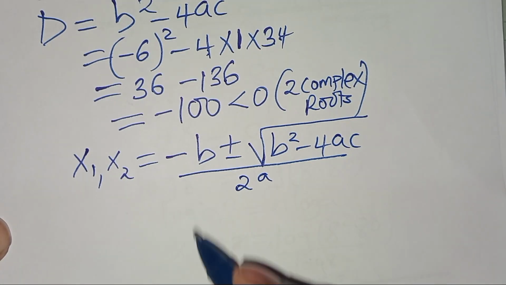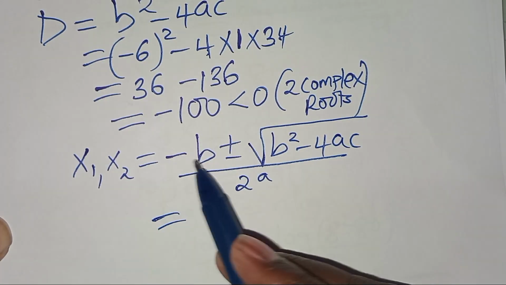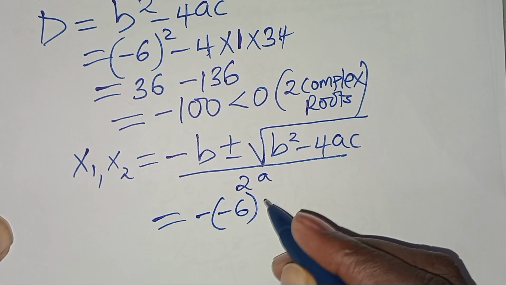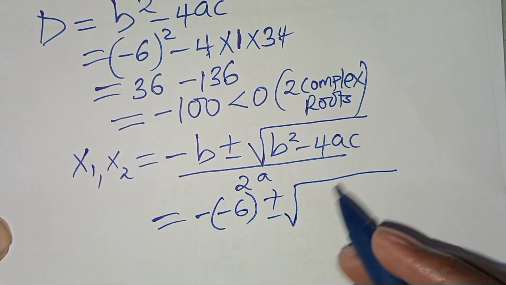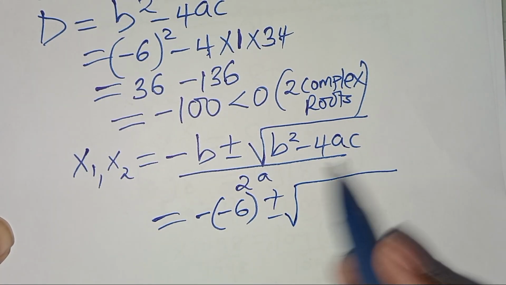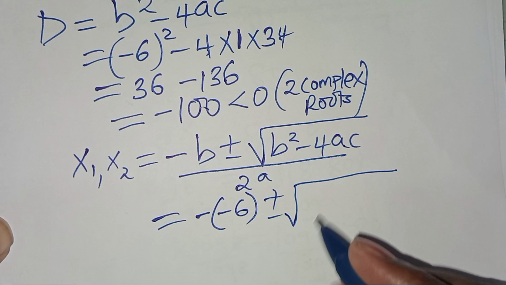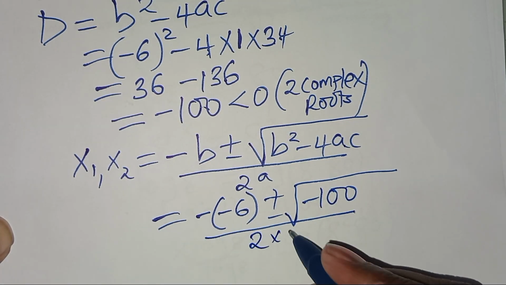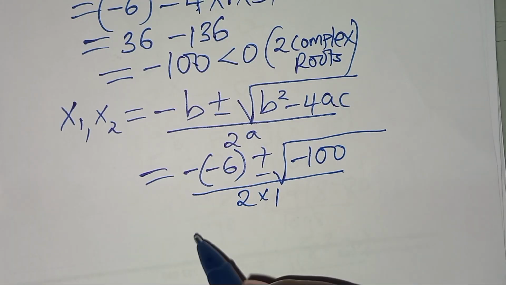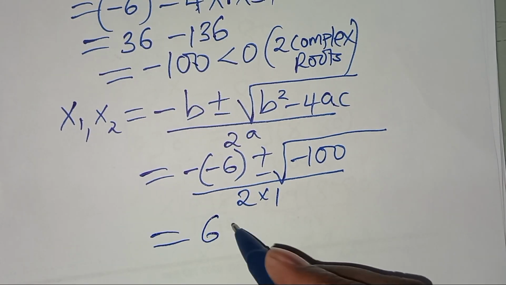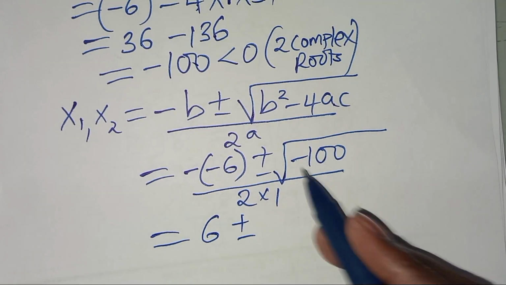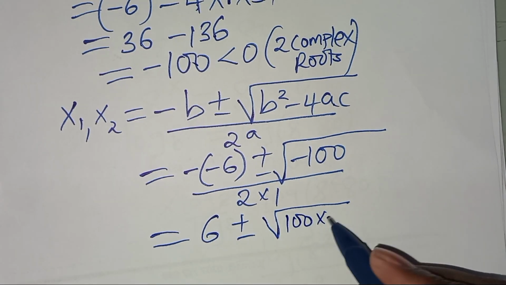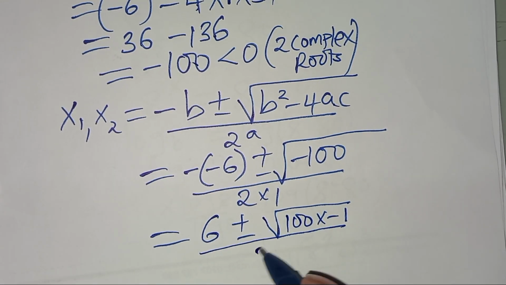Applying this formula, we'll have negative b, which is -6, plus or minus the square root of b squared minus 4ac, divided by 2 times 1. So here we'll have 6 plus or minus. Now we can express this as 100 times negative 1, divided by 2.